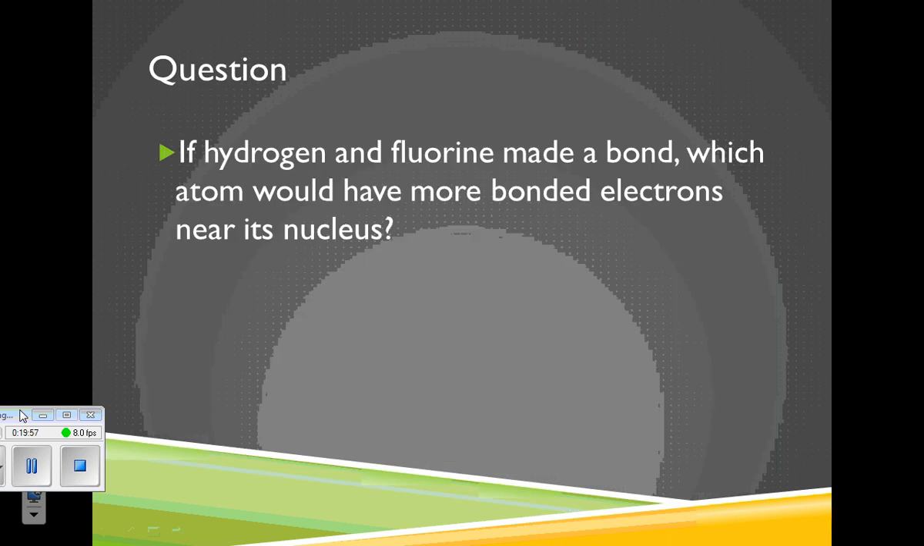Question in the margin. If hydrogen and fluorine make a bond, which atom would have more bonded electrons near its nucleus? So hydrogen is bonded to fluorine. And which one has higher electronegativity? Hydrogen is on the left-hand side of the table and fluorine is on the right. So this one has a higher electronegativity. That means that it can attract more electrons to itself. And so that means that more of the electrons in the bond would be near the fluorine. Fluorine would have the higher amount of electrons in the bond to be attracted to its side because of the high electronegativity of fluorine.